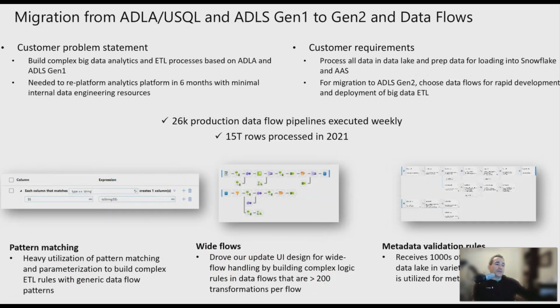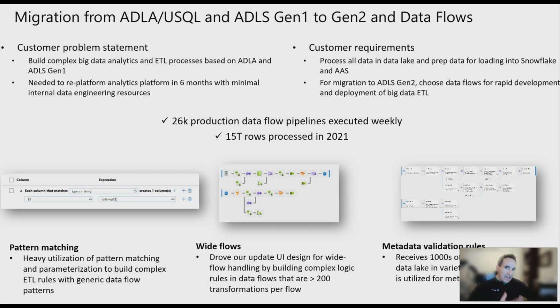And then here's an example of coming from something that's a little bit more modern, but also needed to be migrated, and that's going from Azure Data Lake Analytics and SQL into Data Factory. Because Data Factory has the mapping data flows, which is big data analytics ETL at scale, you get that same power that you had in ADLA and SQL. And in this case, the customer ended up with 26,000 production data flow pipelines executed weekly and 15 trillion rows processed.